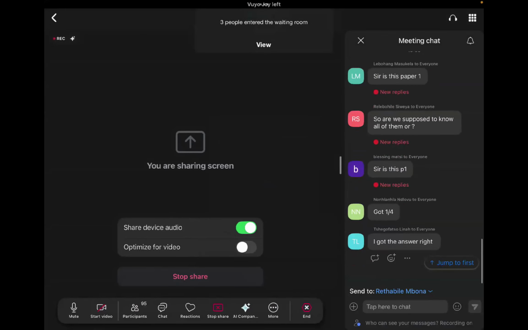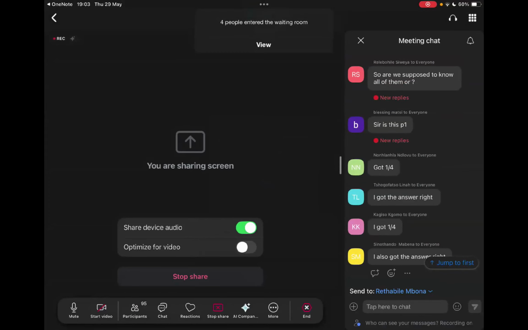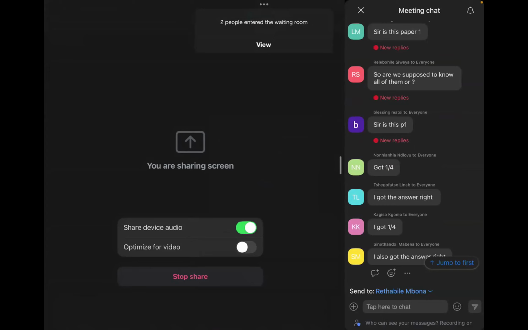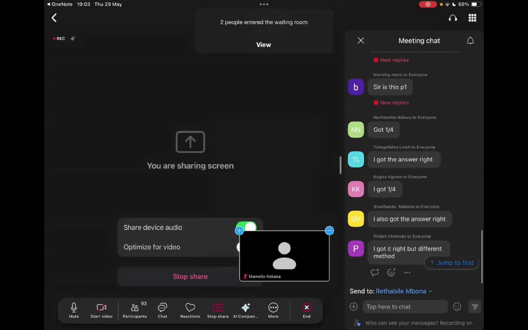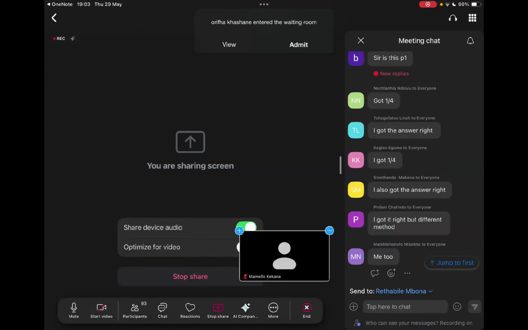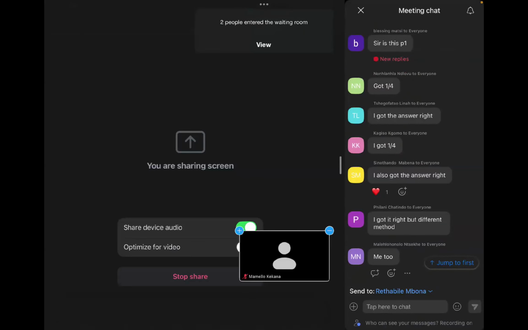Someone got 1 over 4. Well done. Let's see. Are there any questions? Sino Tando also got the answer right. Well done to everybody who got the answer correct. Are we all on the same page when it comes to what you've just covered? Pilani, if you got it right but used a different method, that's still great. When it comes to mathematics, as long as you're applying the correct rules and you reach the final destination, which is the correct answer, then your teachers will be happy. You still get all the allocated marks.